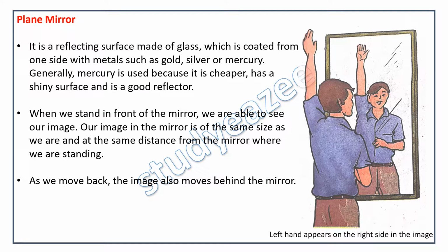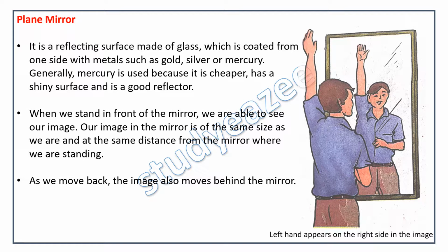Now we all have a plane mirror at our homes. What is a plane mirror? It is a reflecting surface made of glass which is coated from one side with metals such as gold, silver or mercury. Generally, mercury is used because it is cheaper and has a shiny surface and is a good reflector.